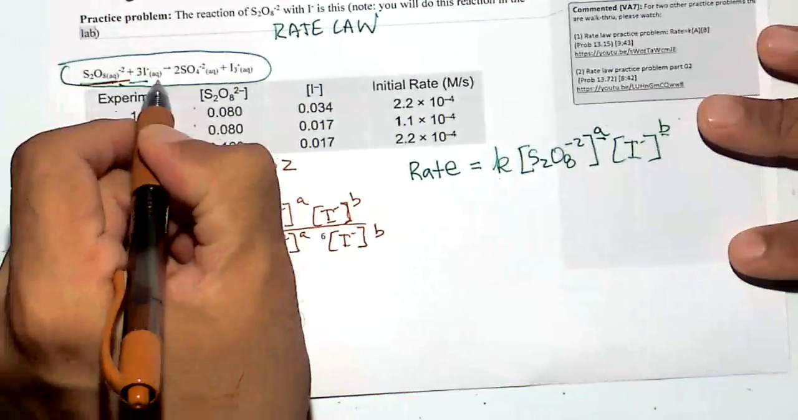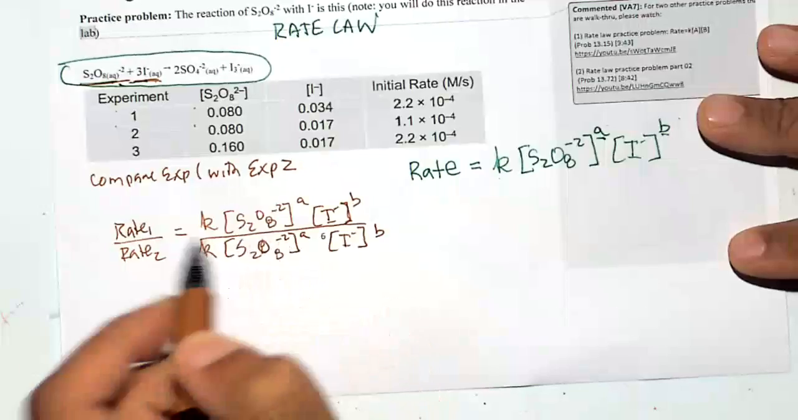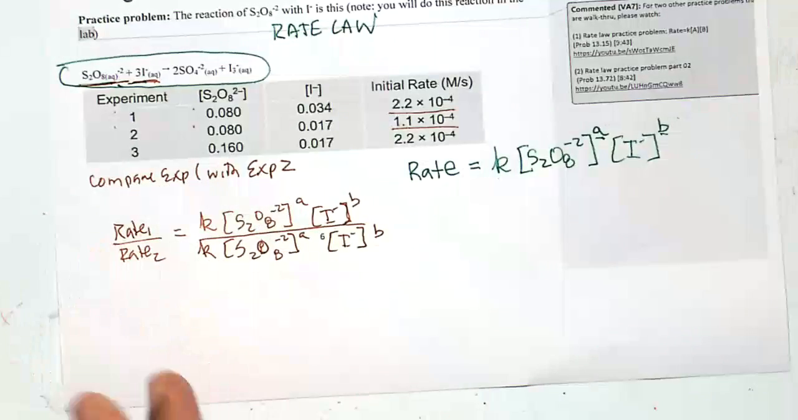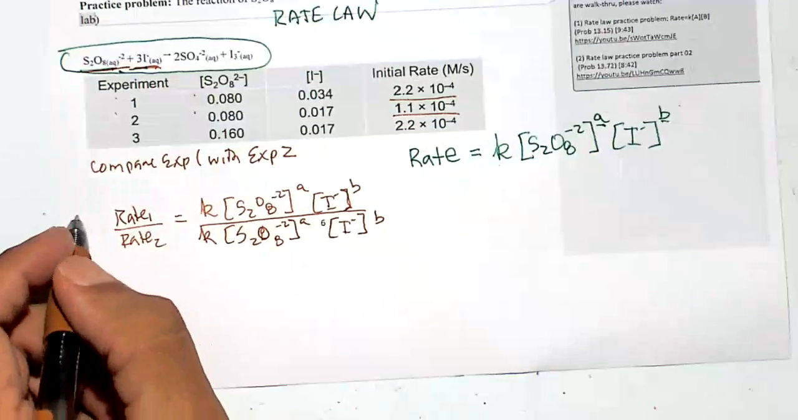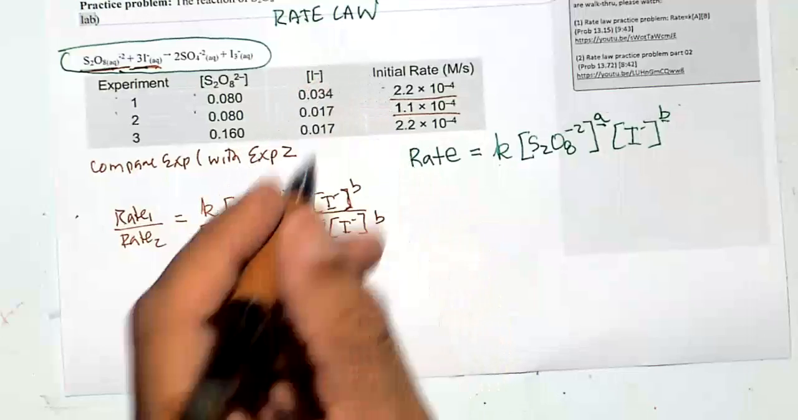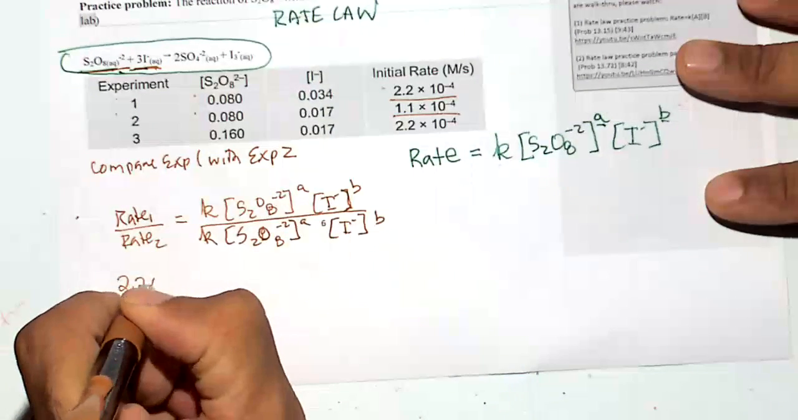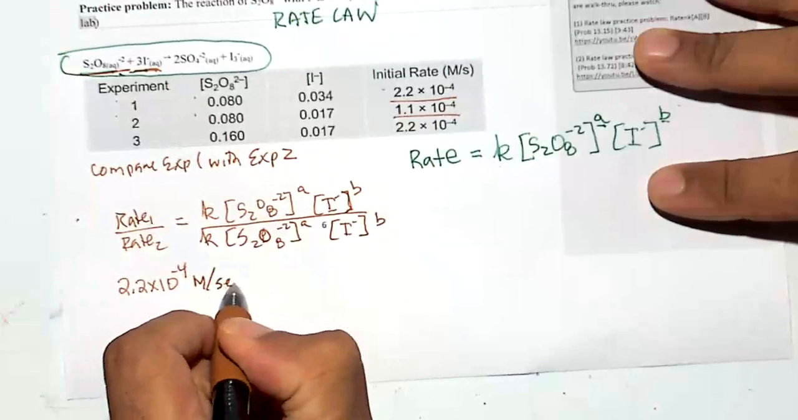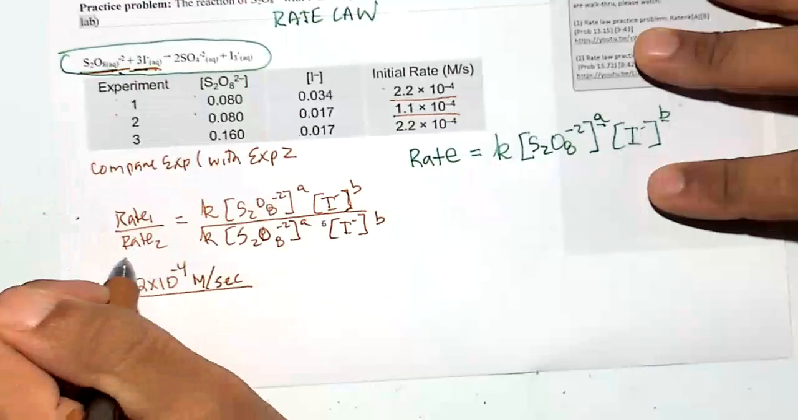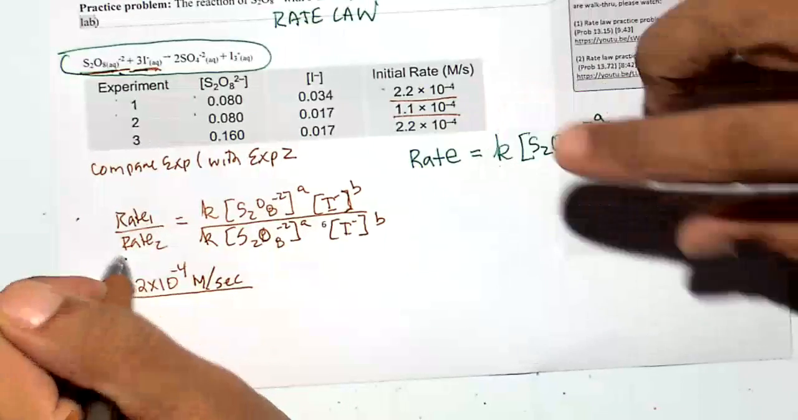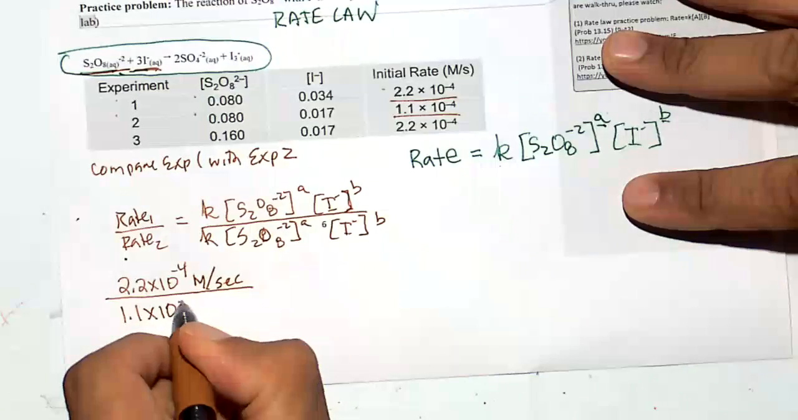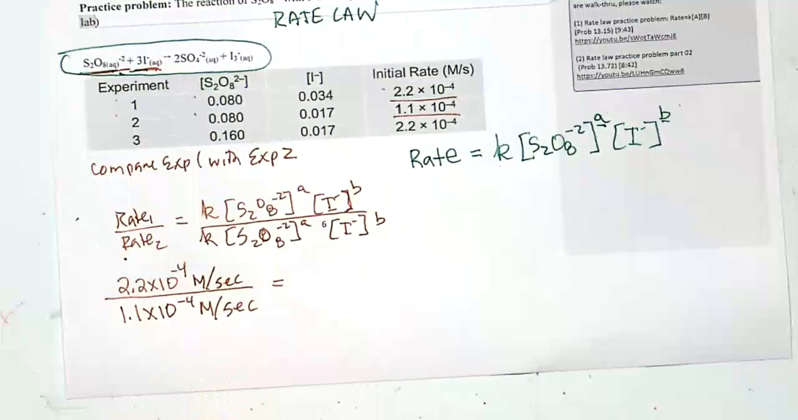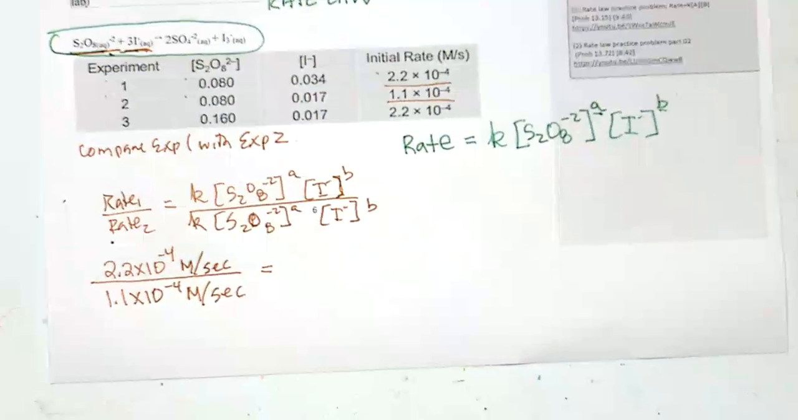So we've got these reactants, these rates, and these concentrations. We need to figure out the exponents. What's the rate for experiment 1? It's 2.2 times 10 to the minus 4 molar per second. What's the rate for experiment 2? It's 1.1 times 10 to the minus 4 molar per second. So what's k?